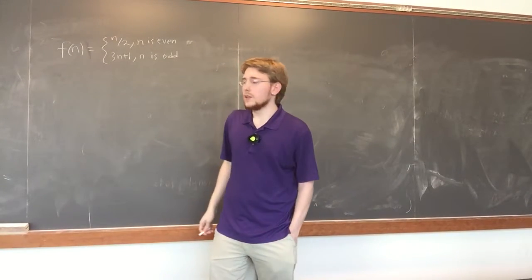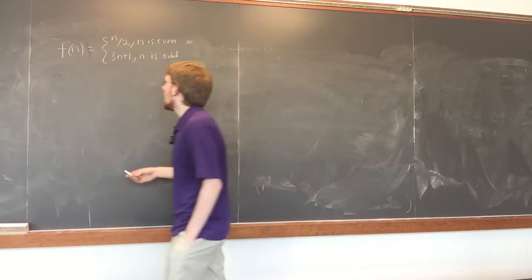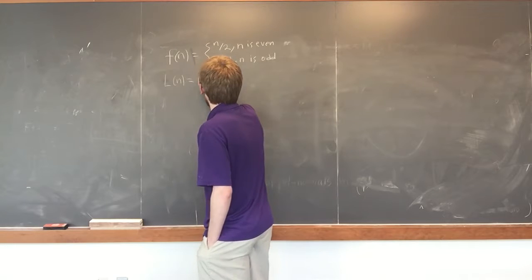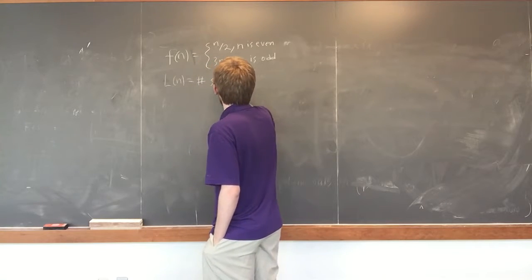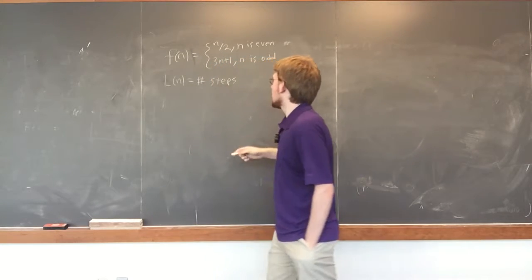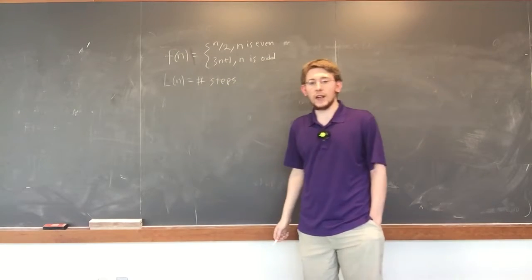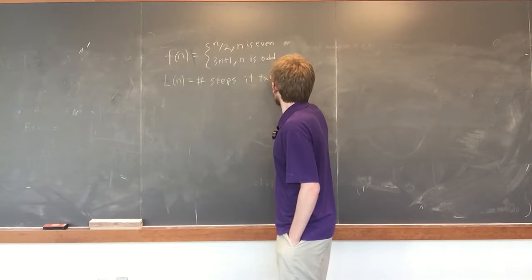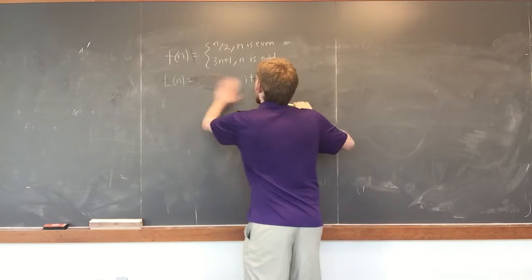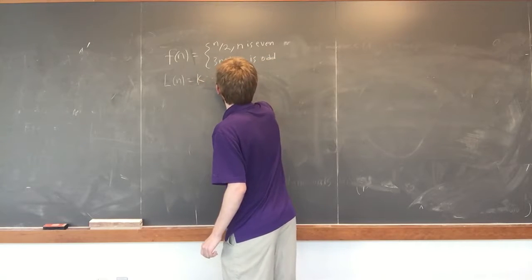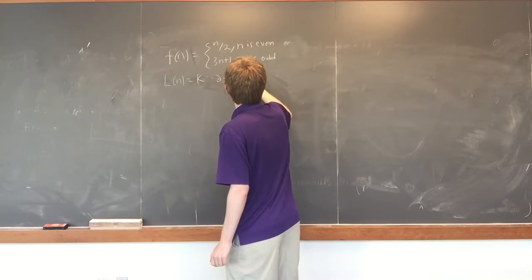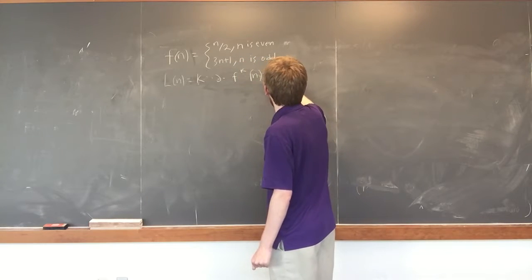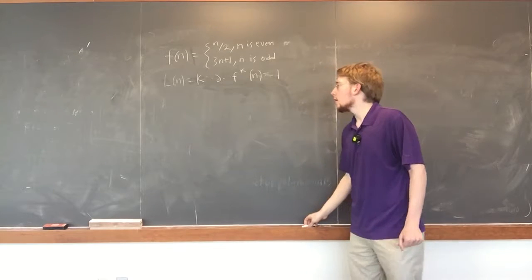It says, define the length of a number, I guess call it L of n, to be the number of steps it takes iterating f of n to get to 1. Let's write it this way. Equals k such that when you iterate f k times starting from n, you get 1. And that's the first k. The smallest k. Yes.